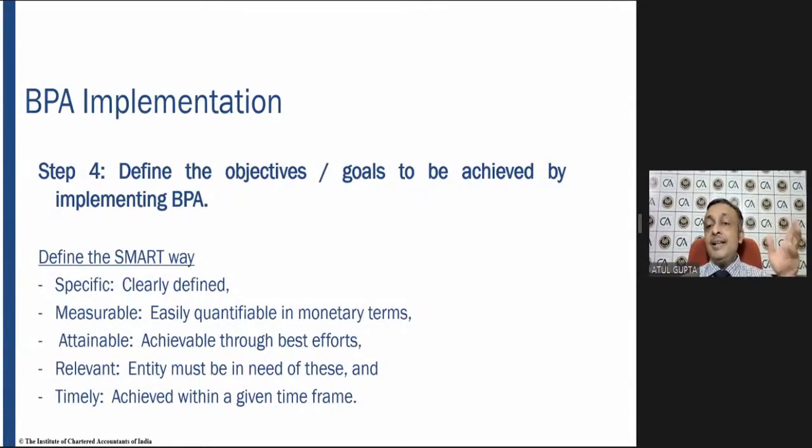Then define the objectives and goals that you wish to achieve by implementing BPA. I take this from the module. You need to do it in a smart manner. So be very specific. Whatever goals you decide, they have to be measurable, attainable, relevant, and timely. So for this class, this subject, our smart way is 80%. Specific, measurable, attainable, relevant, and timely. So that is what we want to target.